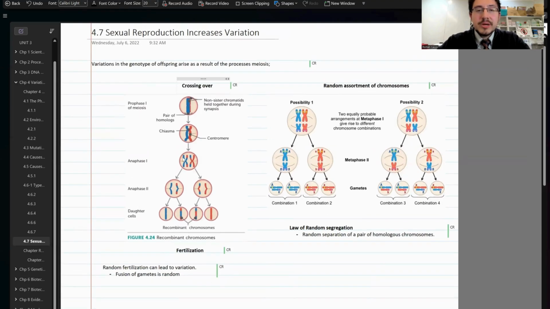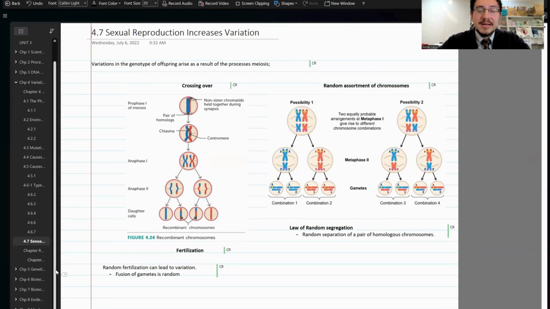So it's quite interesting. We're going to get into chapter 5 on how these inheritance patterns work and the probability of getting a certain outcome. With that, we finish chapter 4 on variations and mutations.